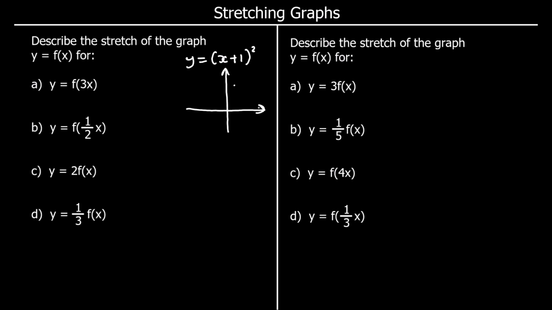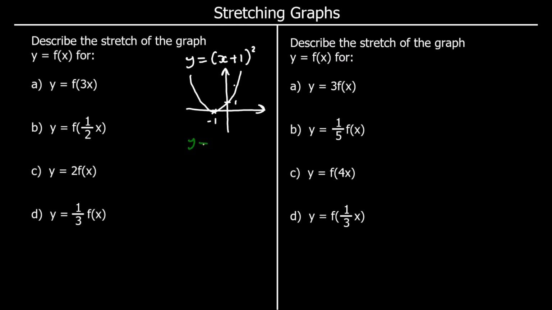It touches the x-axis when y is 0, and that's when x is negative 1. It's got a quadratic shape, so it's negative 1 here, and when x equals 0, y is 1. If we change x into 3x, what happens?